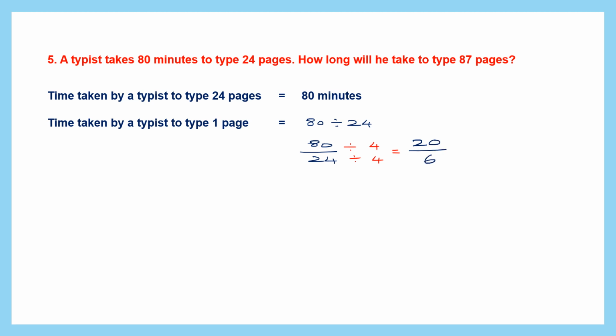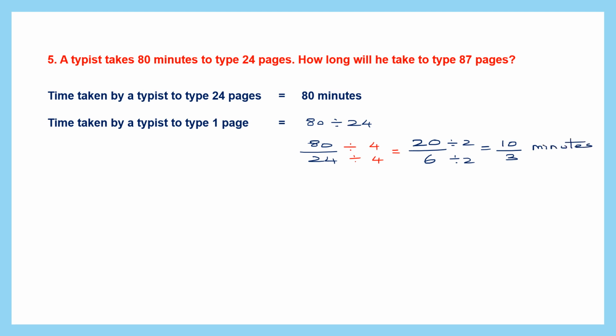Now this also can be reduced. We can reduce both by 2. So reduce both by 2. 2 tens are 20, 2 threes are 6. So we've got the time taken by a typist to type one page is 10 by 3 minutes. So we can leave it at this.